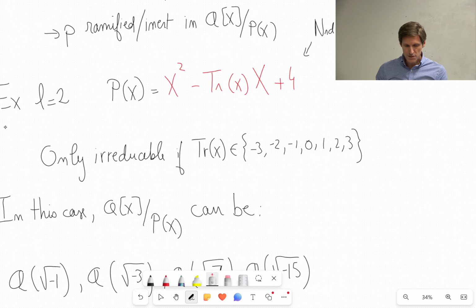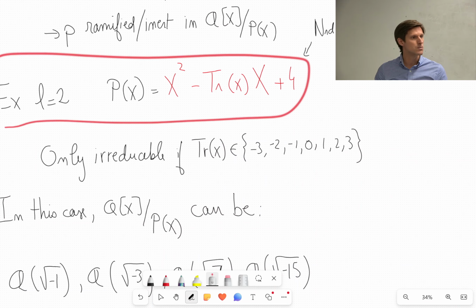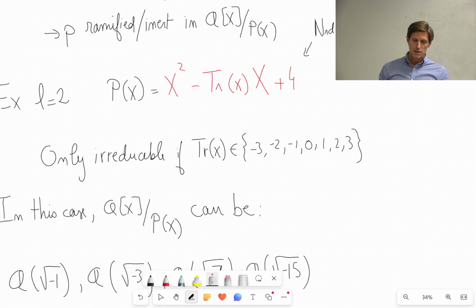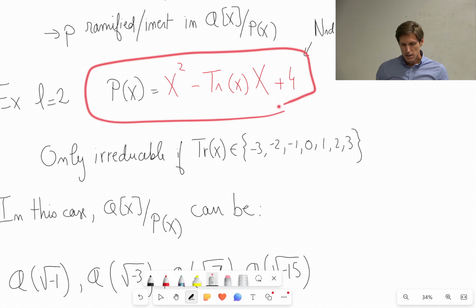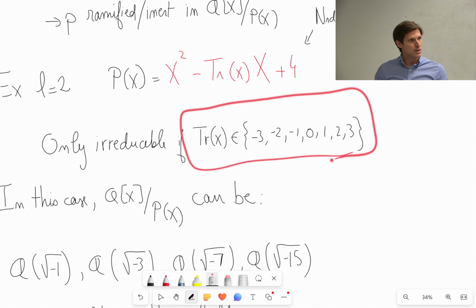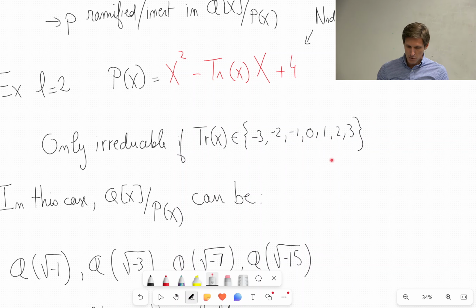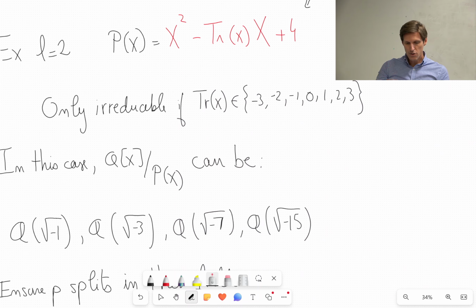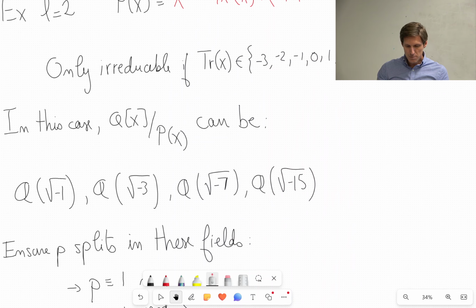So if you take, for example, this is only practical for small cycles. For example, let's say I want to rule out cycles of order 2. This is what the polynomial might look like, and then it's going to be reducible only if the trace is among this short list of possible numbers. And I can look at all the fields that are being defined by all these potential polynomials and make sure that P splits in all these fields, right? And this translates into congruence relations on P. I mean, congruence conditions on P, right?